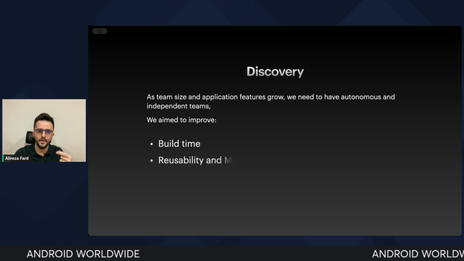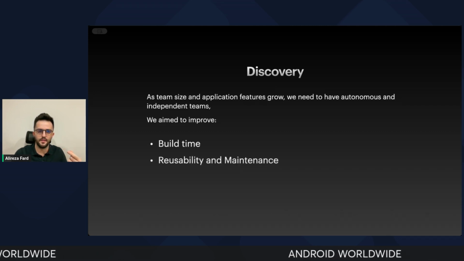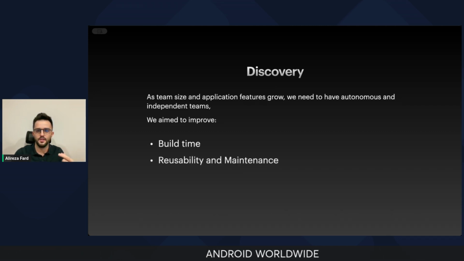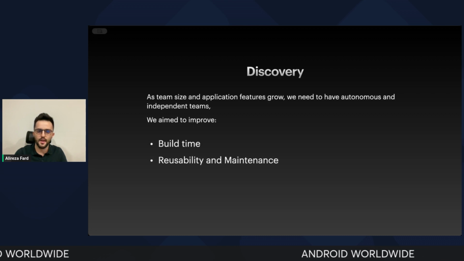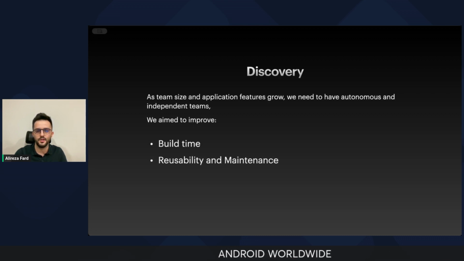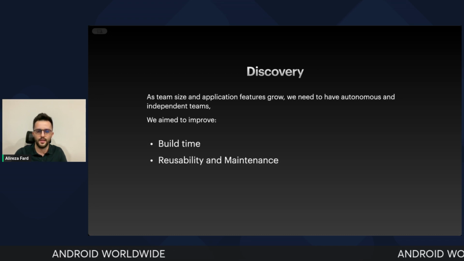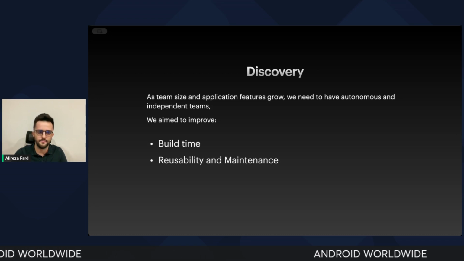The next thing is reusability and maintenance, like providing a shared UI kit for the rest of the application, or the same navigation behavior for every feature. This is one of the goals we want to achieve with reusability and maintenance.